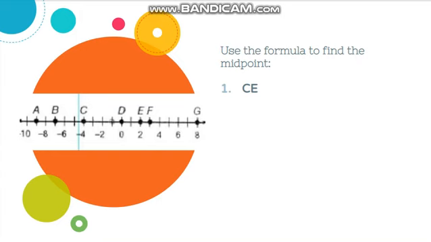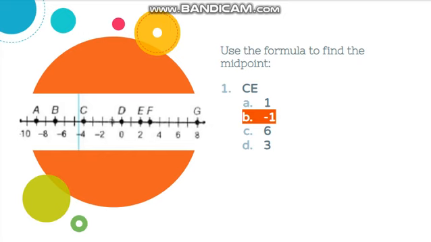So we're looking at C and E. Try that on your own. So here are some potential answers. And the correct answer is going to be -1. What we did was, if you used the formula correctly, then you should have taken -4 and added 2 and then divided by 2. -4 plus +2 is going to be -2 divided by 2 is -1. And we can see that that is about halfway between C and E, right about there.